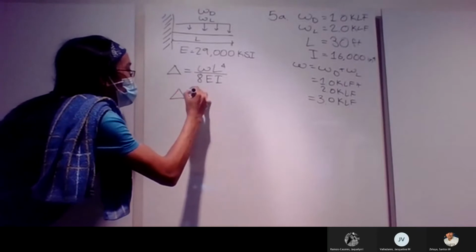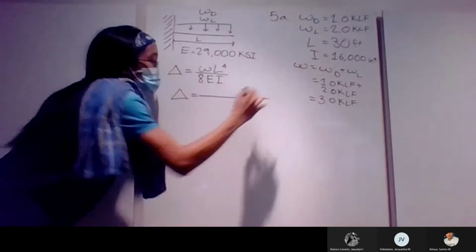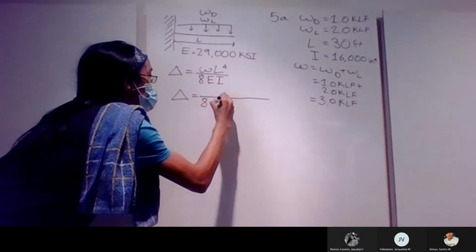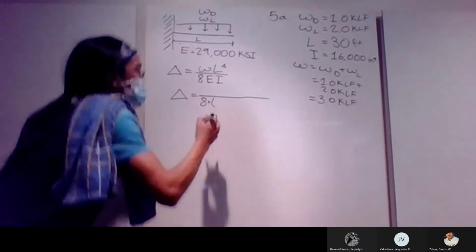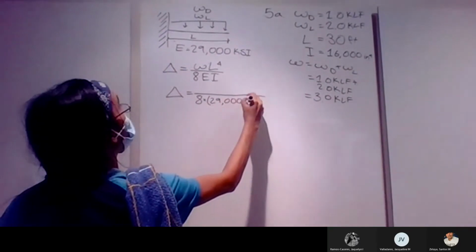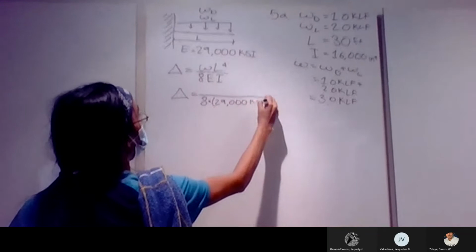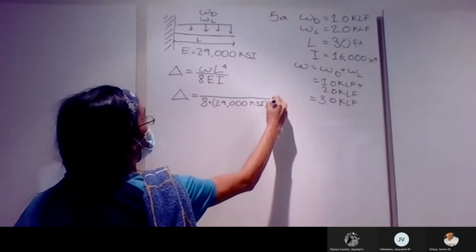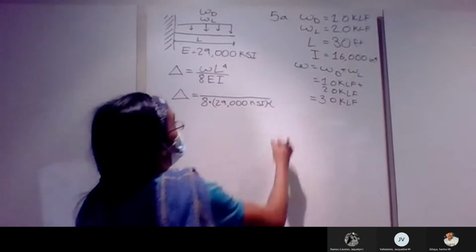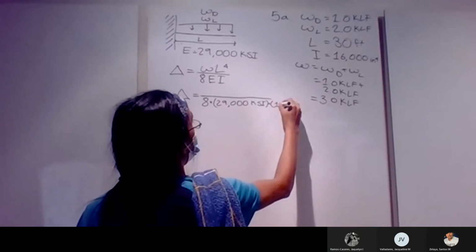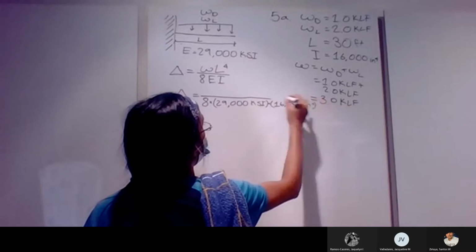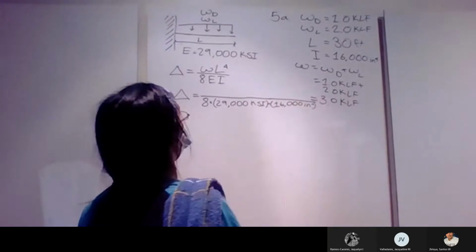So deflection would equal, I'm just going to do the bottom one first because that's going to be longer. 8 times 29,000 KSI, kips per square inch, times moment of inertia. We're given 16,000 inches to the fourth. That's a long number.